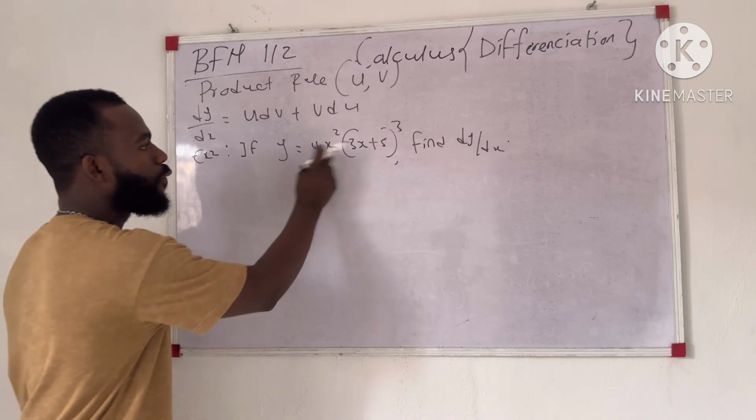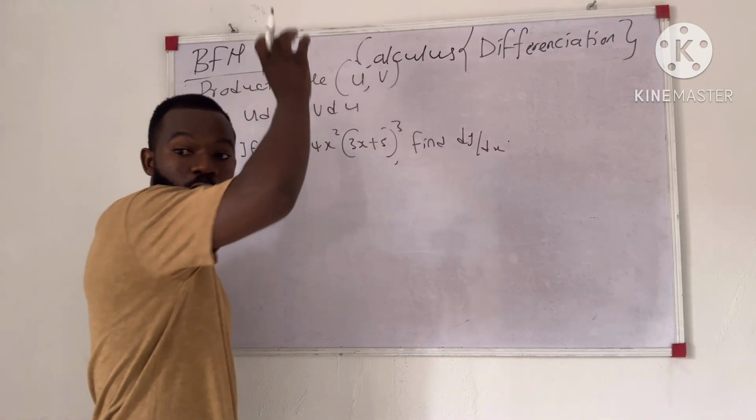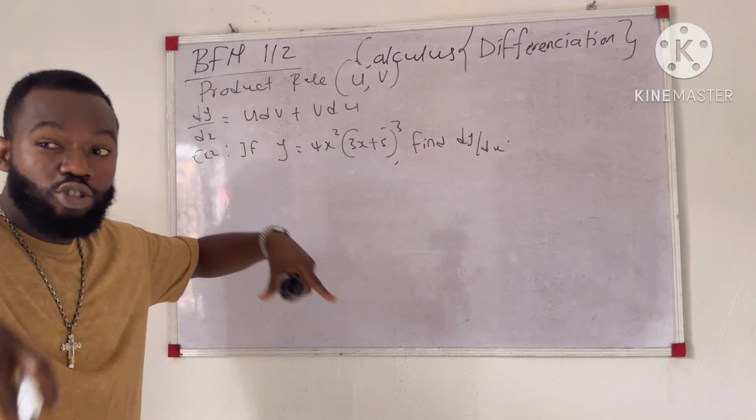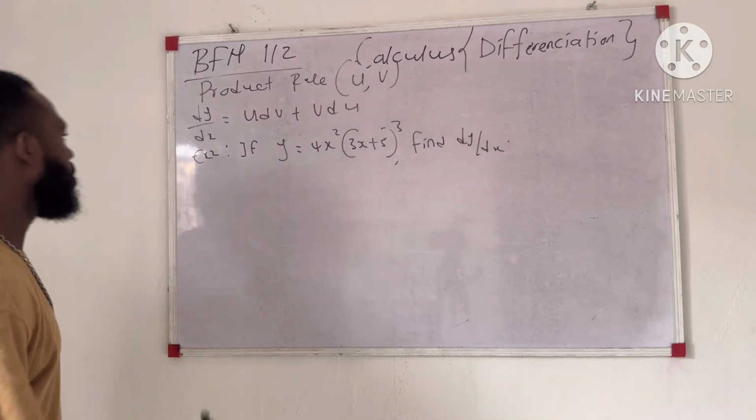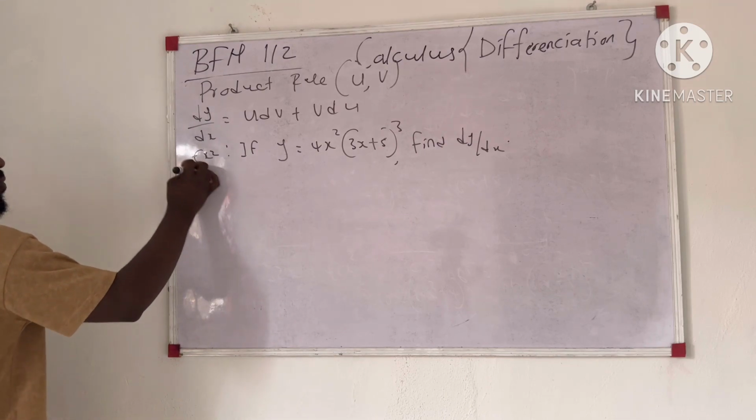Why is it product rule? Two functions multiplying each other. Why is it chain rule? This one alone, this bracket and this power alone is what? Chain rule. But what formula are we going to apply? Product rule, because it's the product rule we are using first. Now, using the formula which says u dv plus v du, let's see what we can do.